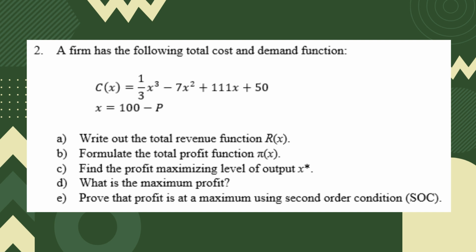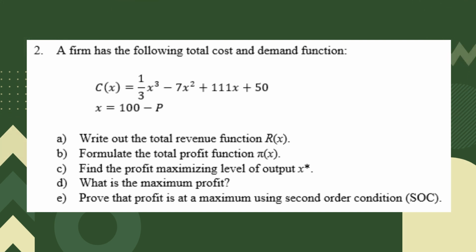Question B is formulate the total profit function. Question C, find the profit maximizing level of output x. Question D, what is the maximum profit? And question E, prove that profit is at a maximum using second order condition, SOC.